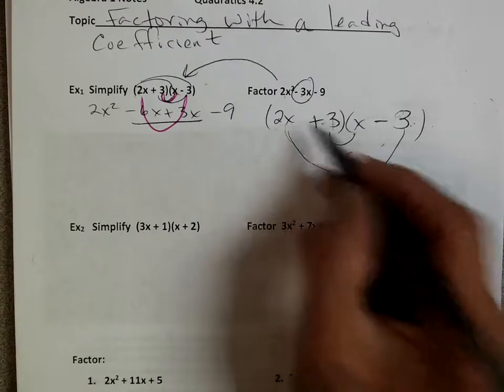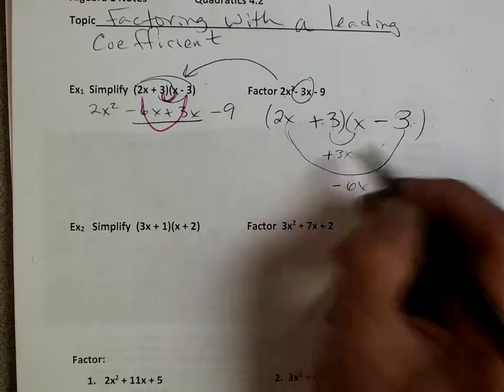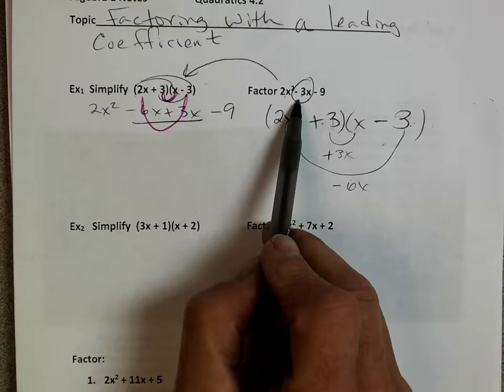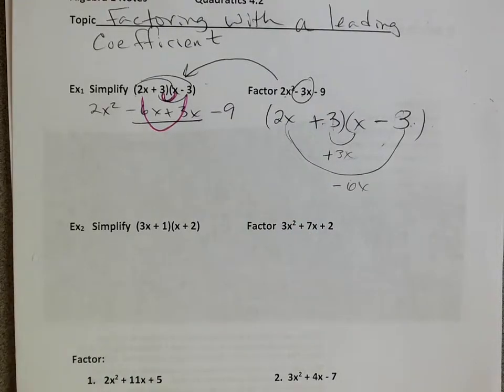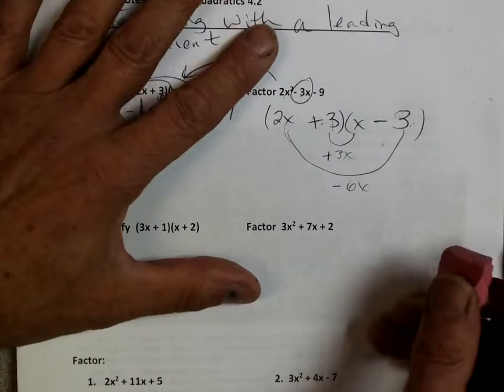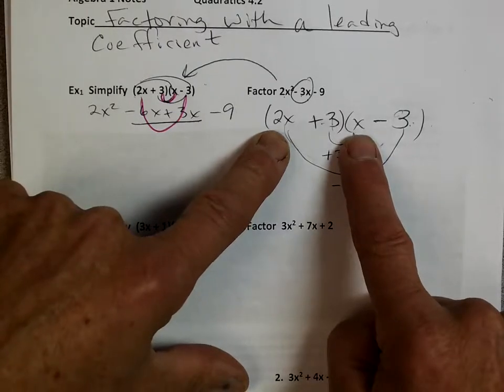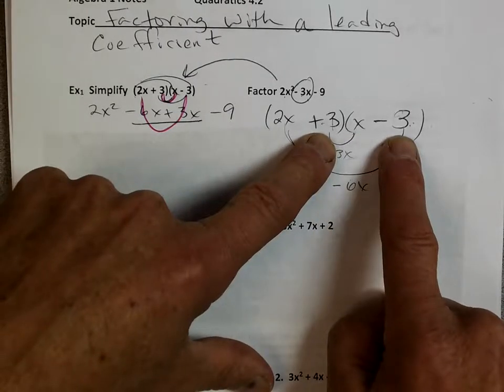So this would give you a negative 6x and a positive 3x. If you were to add those two, you'd get a negative 3x. Okay? And you can check this, right? Because we can FOIL it and check it. So let's say we're not sure if that's the right answer. If we check it, we already have done most of the checking, because you know that's a 2x squared, right? You know that's a negative 9.